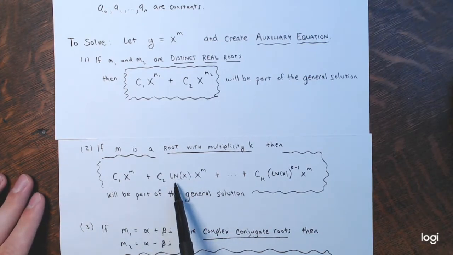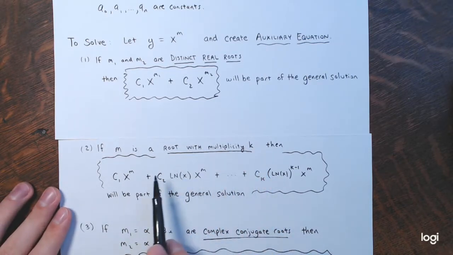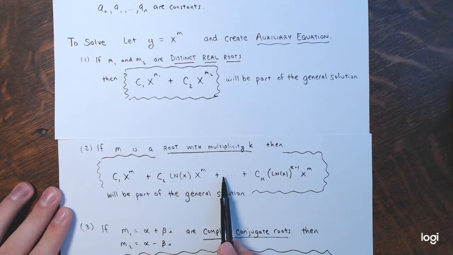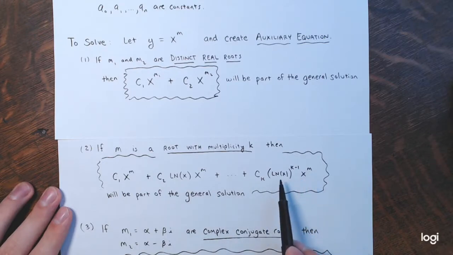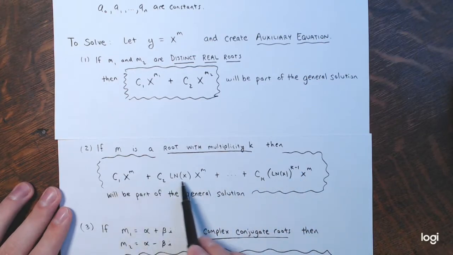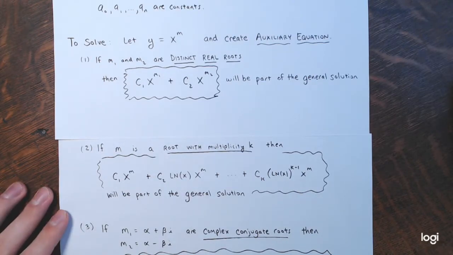And I'll show you why this is with a different kind of substitution later, but for right now, when you have a multiplicity of k, you'll have x to the m, x to the m times the natural log of x, x to the m times the natural log of x squared, all the way down to x to the m times the natural log of x to the k minus first power. And a linear combination of those will be part of the general solution to the homogeneous Cauchy-Euler equation.